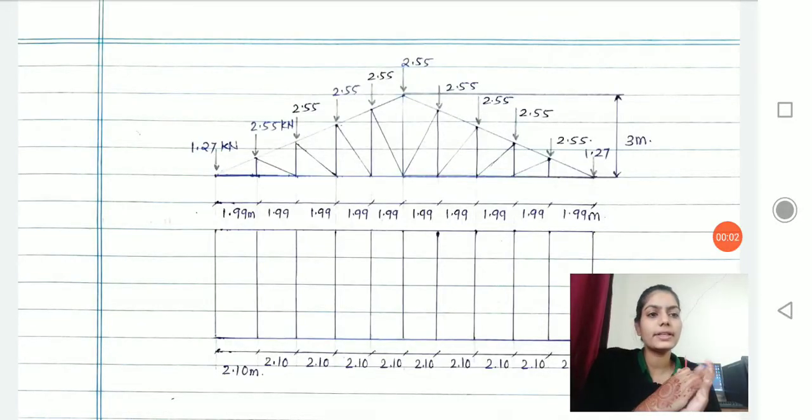Hello students, in today's session we will discuss and try to understand how to calculate live load and wind load for the truss members. So far we have discussed how to calculate dead load on a structure and how to decide the geometry of a structure. Now in today's session we will discuss the steps for calculating live load.